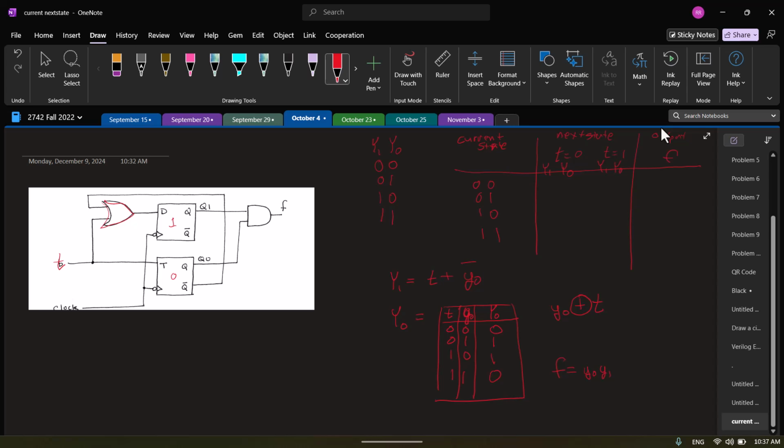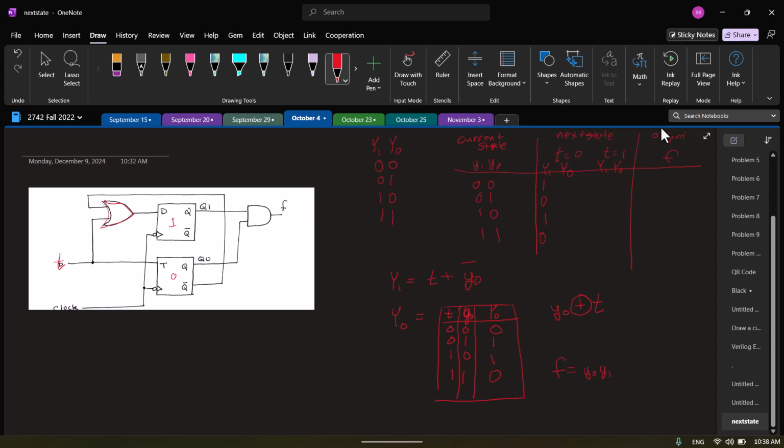Okay, so y1 is t or not y0. This is y1, y0. So when t is 0, it can't make this equal to 1. Only not y0 can make it equal to 1, and that would be 0. So when y0 is 0, the not of y0 would be 1, and then the or of that with 0 would be 1. So this would be 1 here and here, and 0 here and here.